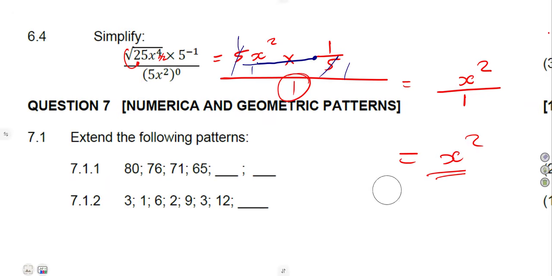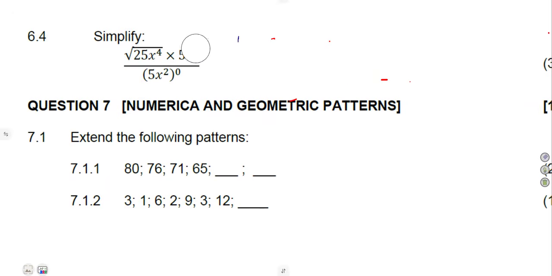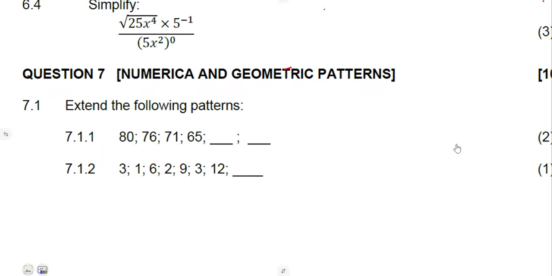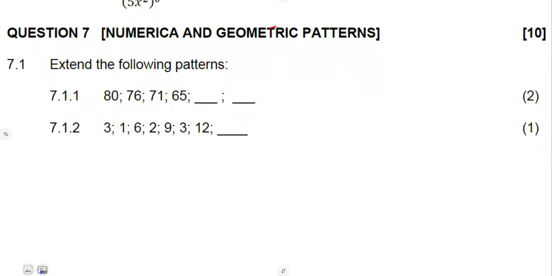On question number 7, we are given a pattern to extend. There is 80, 76, and so on. So let's check how it is done. You study the pattern. Always when you're given a pattern, you must study it. You study to see what is happening from one term to another.